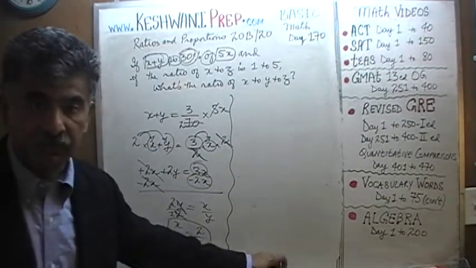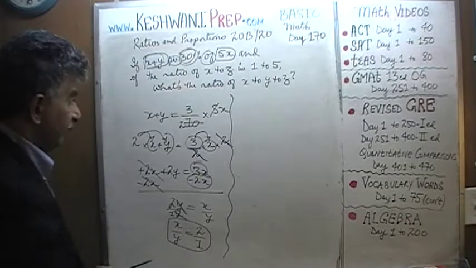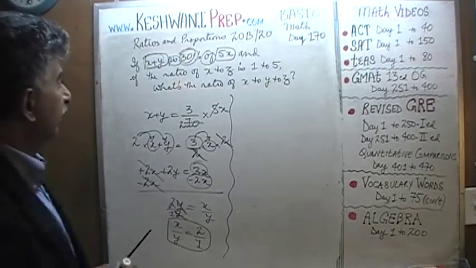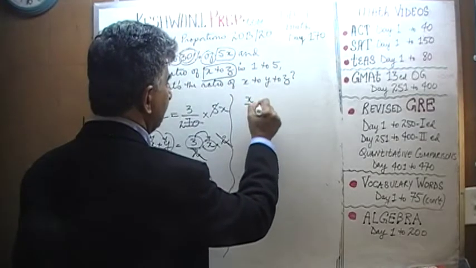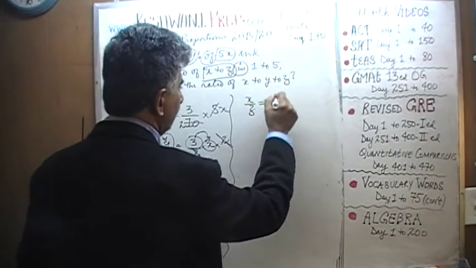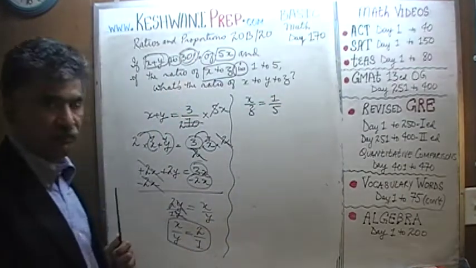Now we concentrate on the second statement. The second statement obviously has something to do with x and z. Let's see what we can do there. We are told that x to z is equal to 1 to 5. You with me so far?